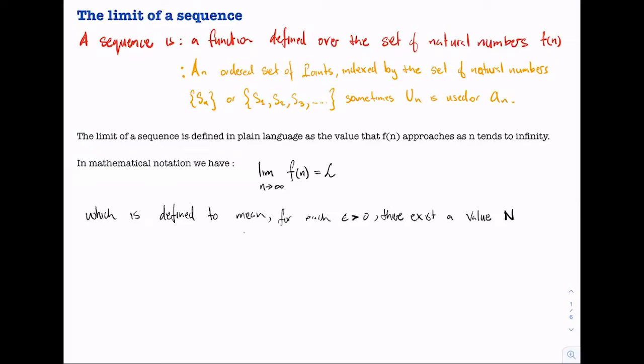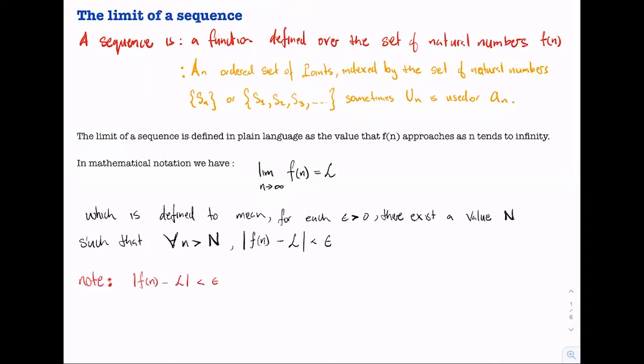for each epsilon greater than 0, there exists a value capital N such that if we take any n that is greater than this capital N, then we should be within epsilon of L. That is the same as saying the modulus of f of n minus L is less than epsilon.